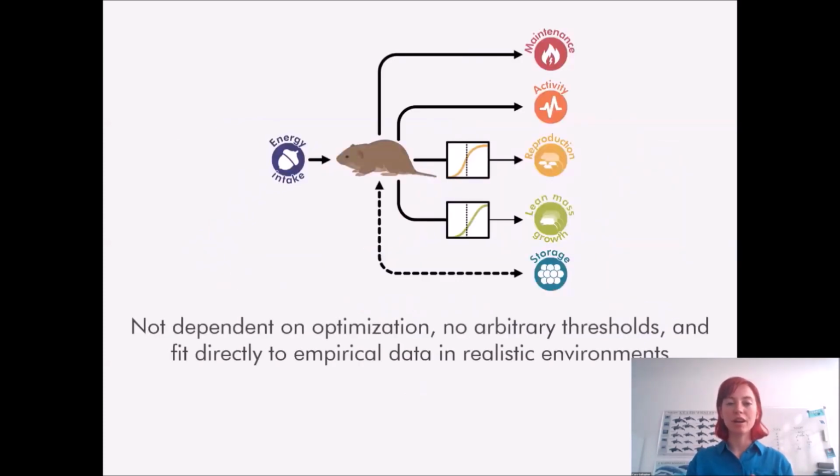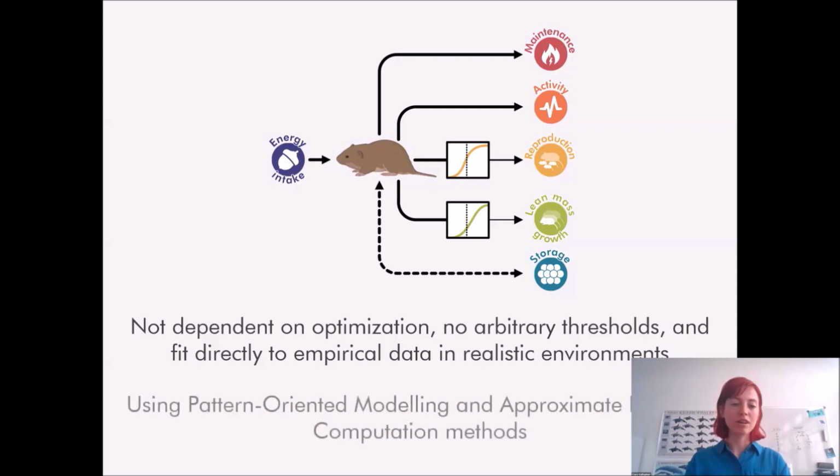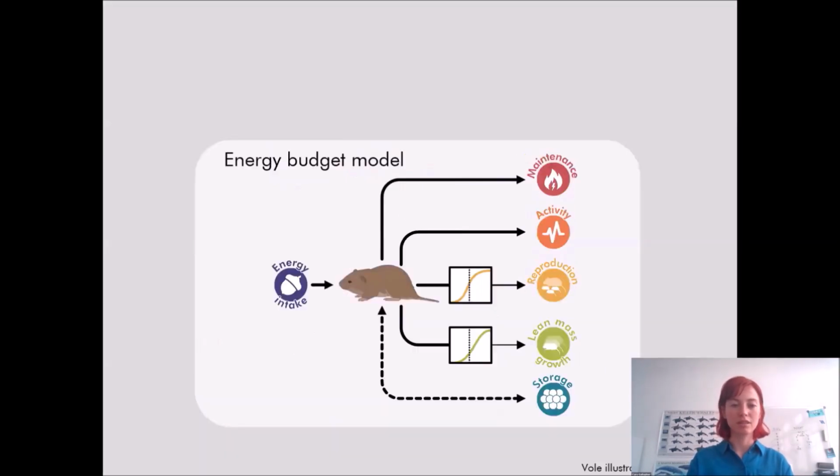And so from this, we are not having to assume anything about any optimization. We don't have to use any thresholds, which may be arbitrary, for deciding how an animal allocates energy to its different processes. Instead, we can fit some of the most challenging to understand relationships in energetics to empirical data in realistic environments. We could do that using pattern-oriented modeling and different computational methods like approximate Bayesian computation to define these relationships.